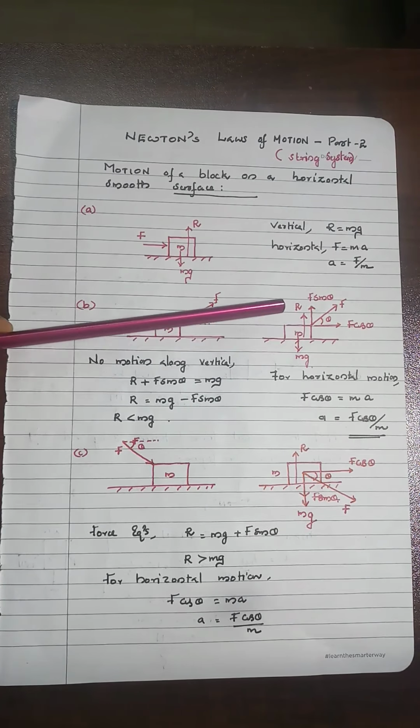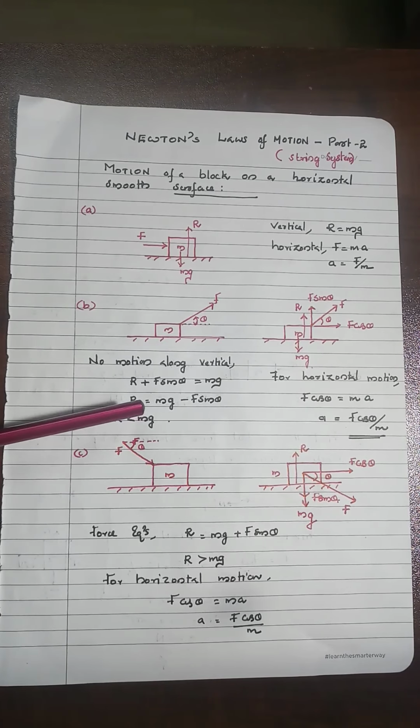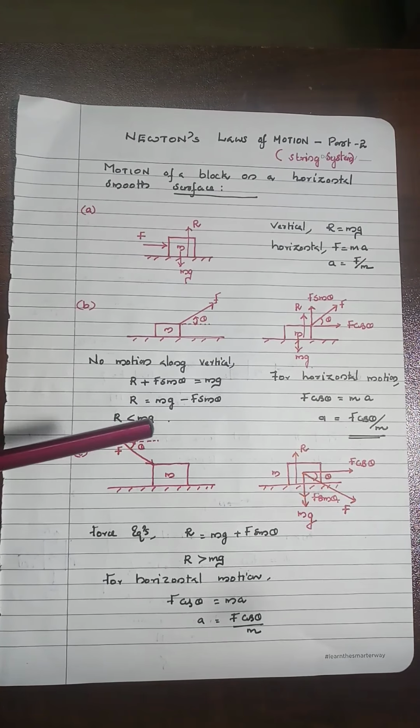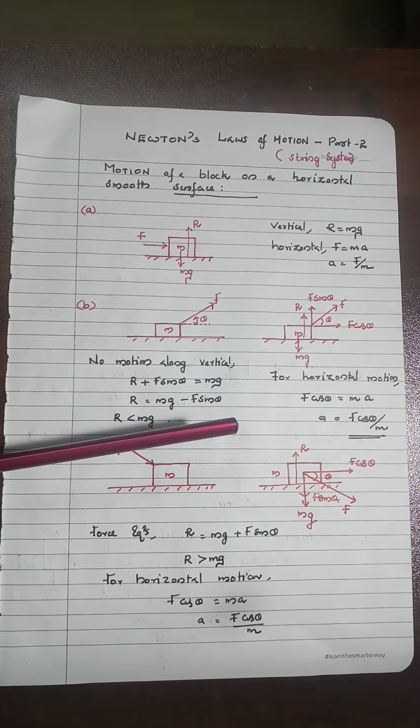So here the balancing condition is that R plus F sin theta is equal to mg. Therefore, R equals mg minus F sin theta. Surely we can say the reaction is less than the weight, so there is no motion along vertical. Then for its horizontal motion, the responsible one is F cos theta, which is equal to M into A. So you get the acceleration.